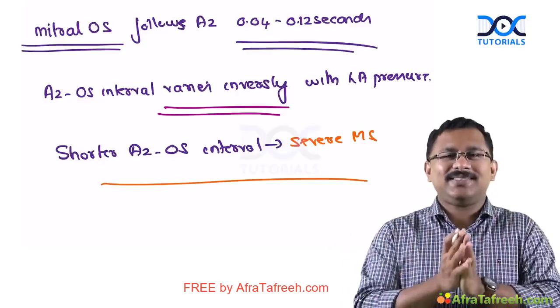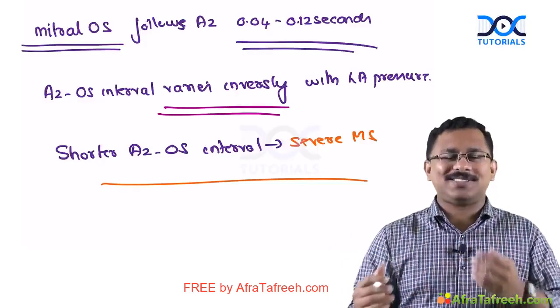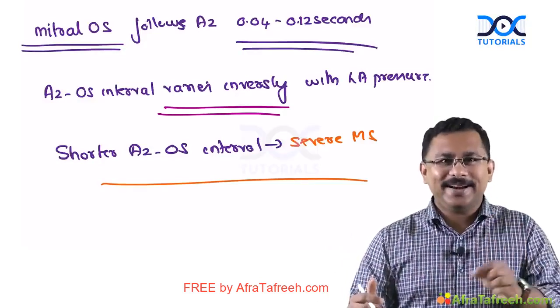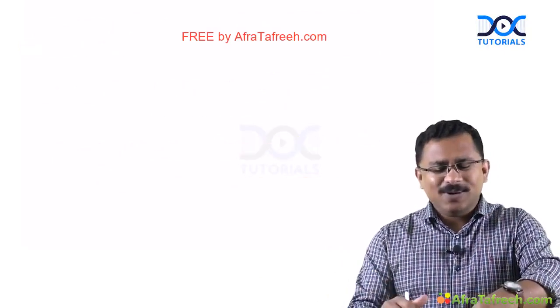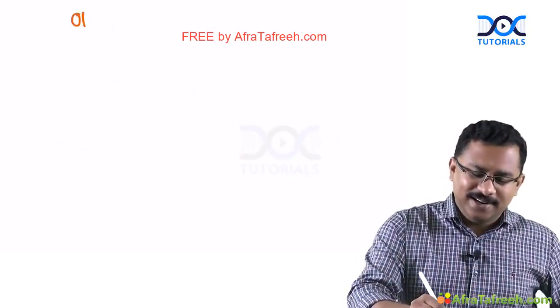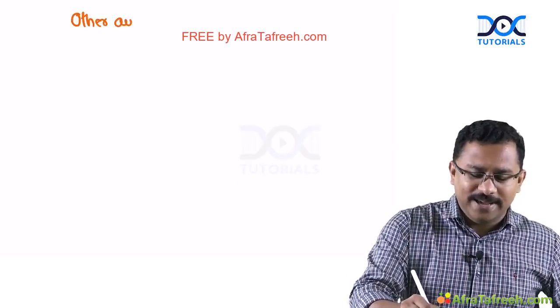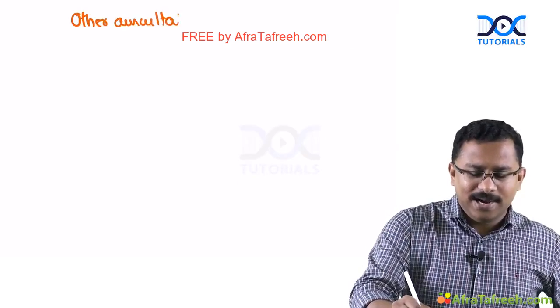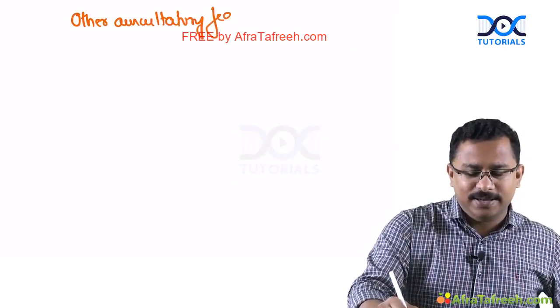So we have discussed the three important auscultatory features of mitral stenosis. Let's see what are the other auscultatory features. In addition to what we have said, what are the other auscultatory features?